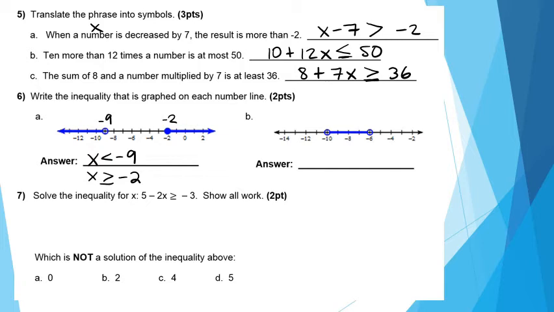And then for B, I see that this value is -10 and this value is -6. So I can say that x is greater than -10 but less than -6.